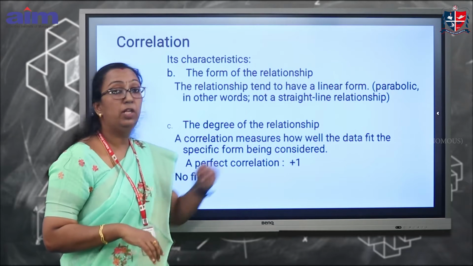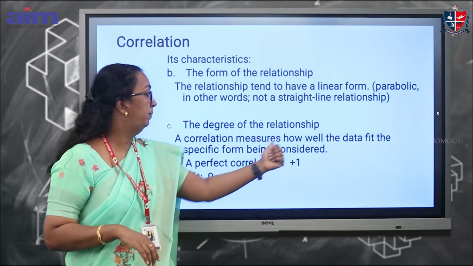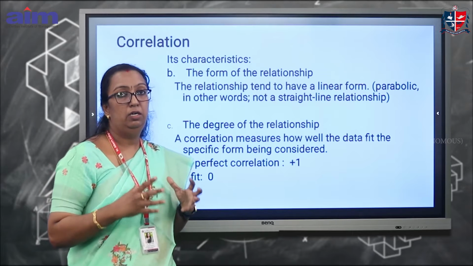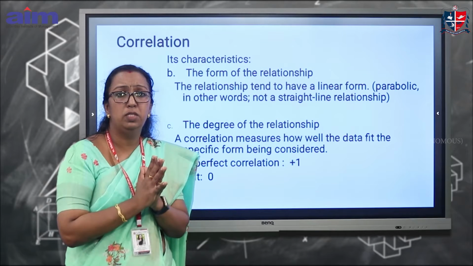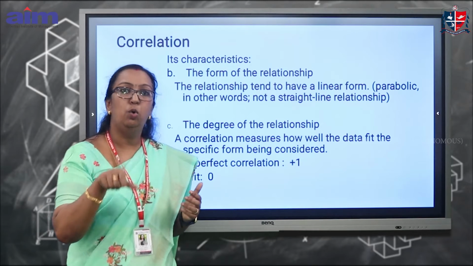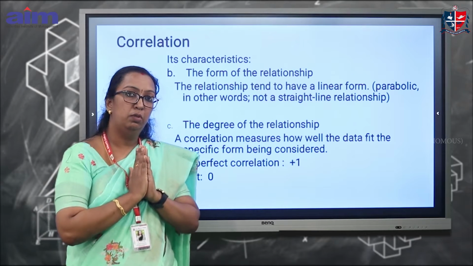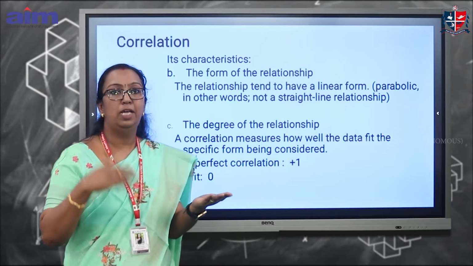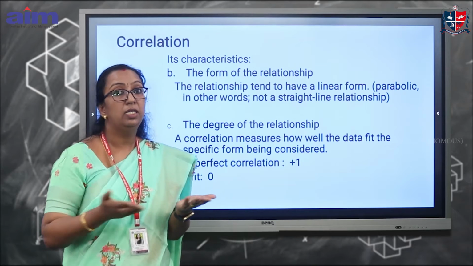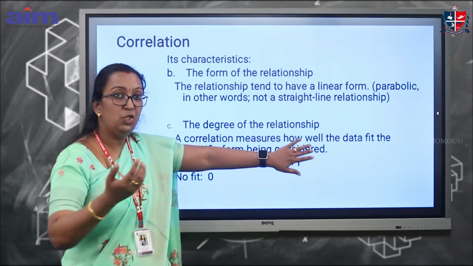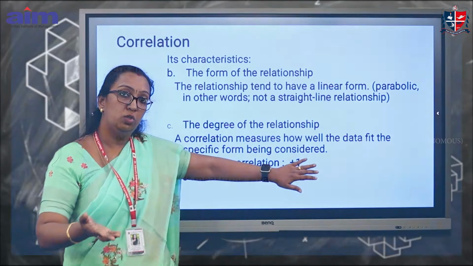The third characteristic is the degree of the relationship. A correlation measures how well the data fit the specific form being considered. If you get a score of, say, +1, that means it's a perfect correlation. That is, the two variables are highly correlated. If you get 0 as the r value, then that shows there is no correlation between variable X and variable Y. And if you get a negative value, that shows that between X and Y there is a negative correlation. So it shows you the degree of relationship, whether it is positively correlated, negatively correlated, or there is no correlation at all.